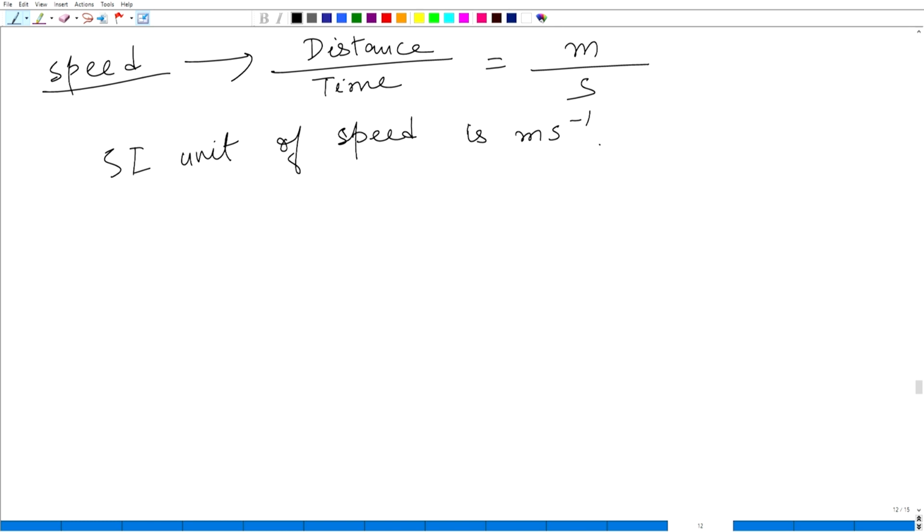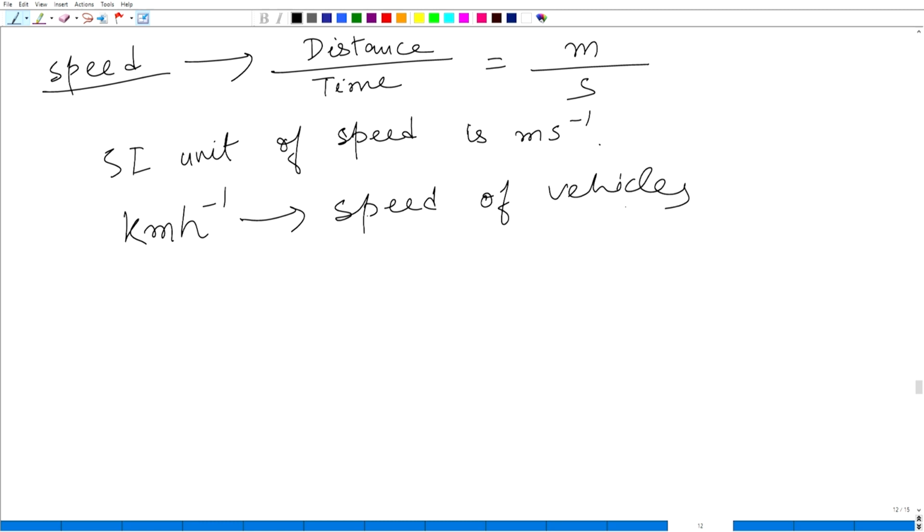Generally, when we are talking about vehicles, that is the speed of a car, we don't talk about meter per second, we talk about kilometer per hour. This is the speed generally we use for vehicles. But when we are talking about something scientific, that is the speed of light.